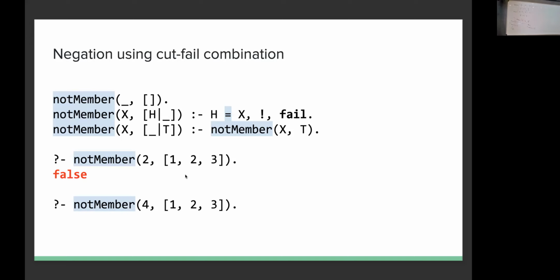Okay, what if we call not member with 4 and 1 to 3? Well, we go to the second line. We cannot unify 4 with 1, so we go to the third line, do the recursive call. Go to the second line again, unify 4 with 2. They cannot be unified, so we backtrack, go to the third line, do the recursive call. Again, go into the second line, unifying 4 with 3. They cannot be unified, so we backtrack, go to the third line, do the recursive call. Finally, we have the base case where the second list is empty, which succeeds, so we get true.